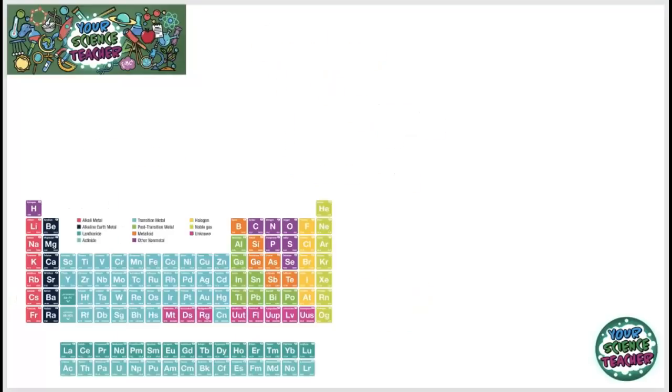If we have a look at some of these groups in a little more detail and some of the cool properties that some of the elements have in them, then we can talk about some of the amazing trends that we observe down certain groups. So the first one we're going to talk about is group 1.